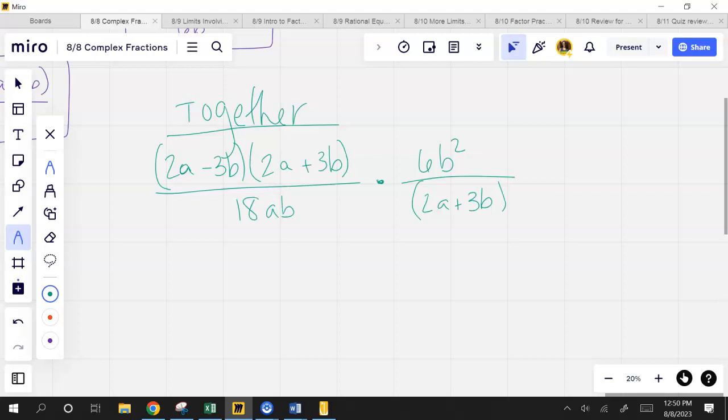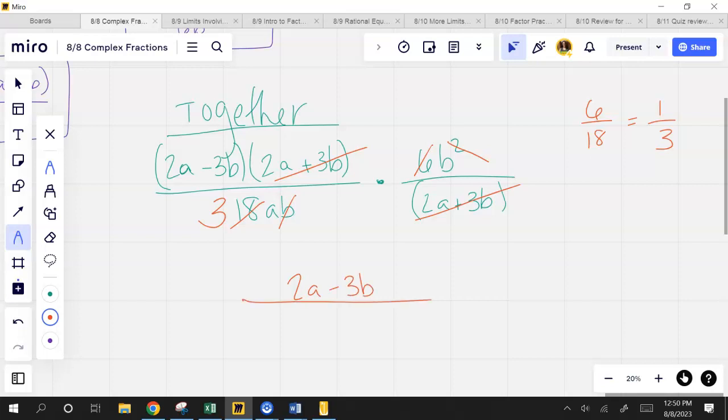That can go. 2A plus 3B. I can take a B. 6. What's that leave down here? 3. Okay, so this is just like a fraction, 6 over 18, which would reduce to 1/3. Same kind of thing. All right, so let's just write what's left. 2A minus 3B over.